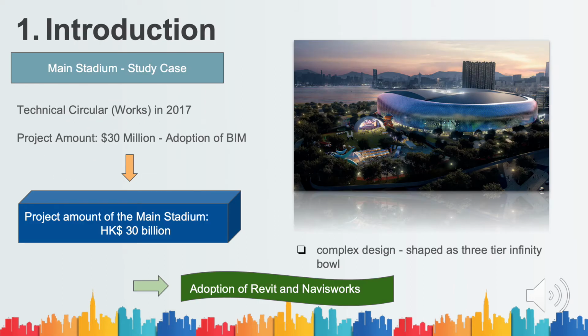So why did we choose the main stadium as our case study? Actually, the technical circular of 2017 regulates that projects with an estimated amount of 30 million Hong Kong dollars or above shall adopt BIM, and the project amount of our project is almost 13 billion Hong Kong dollars. Also, it has a complex design which is shaped as a three-tier infinity bowl. Revit and Navisworks are considered crucial technologies in the design stage.